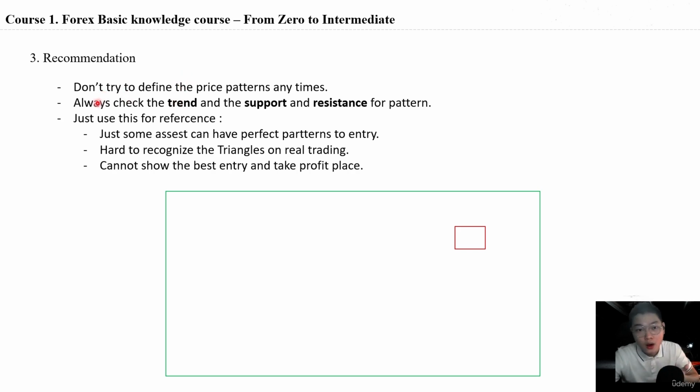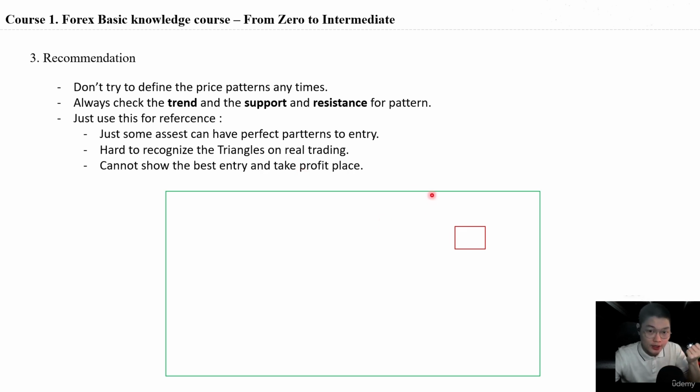And the next one: always check the trend and support and resistance for the pattern. This is important. And normally, I just use this for reference. Some assets can have the perfect pattern to enter. You can see in the last example there is no more trade when you're trading with this pattern, and it is very hard to recognize the triangle or the cup and handle and the head and shoulders patterns. Sorry for this one, it is my typo. And the next one cannot show you the bad entry to take profits.